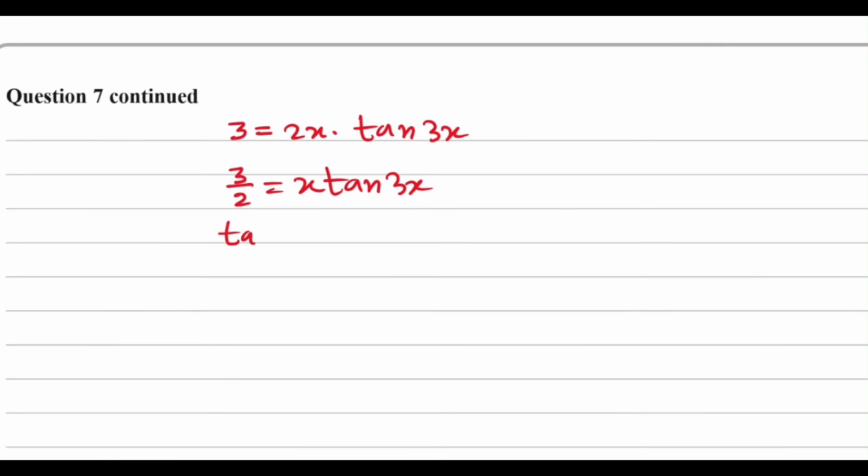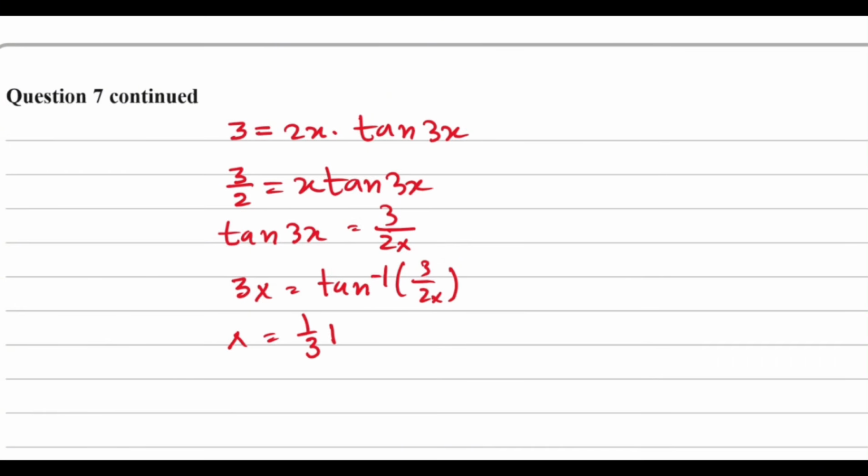Again I can write tan 3x equals 3 by 2x, or 3x is equal to tan inverse of 3 by 2x, or x equals 1 by 3 arctan of 3 by 2x. And this is what we have to show.